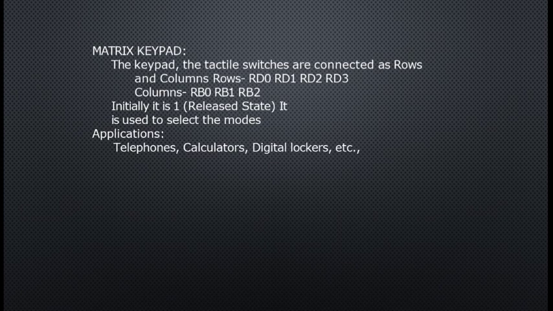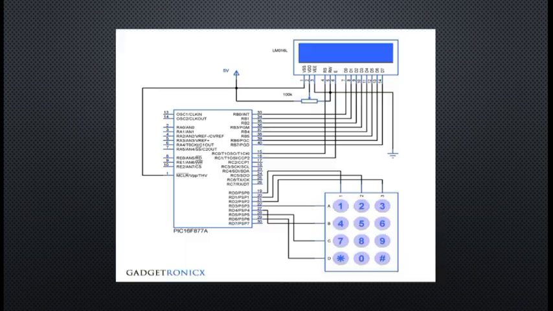Matrix keypad. In the keypad, the tactile switches are connected as rows and columns. Rows RD1, RD2, RD3, columns RB0, RB1, RB2. Initially it is 1. It is used to select the modes, in applications like telephones, calculators, digital lockers and so on. This one is the most important diagram also.